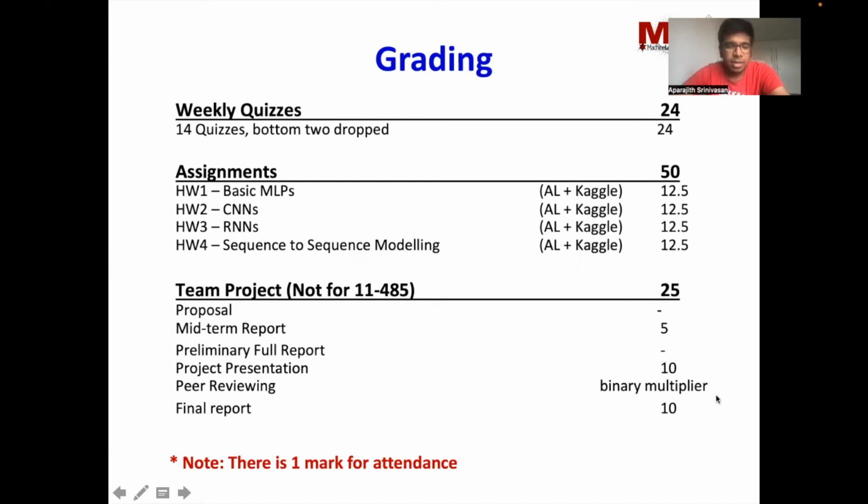This binary multiplier is actually based on how each member contributed to the team. So, if one person doesn't contribute to the team as much as everyone else, then it is highly likely that person will get a lower project score compared to the other ones. Note that there's also 1 mark for the attendance.